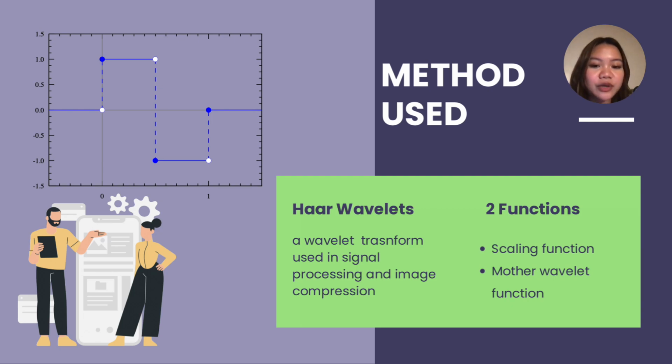The method that we will be using is the Haar wavelets, which is a type of wavelet transform used in signal processing and image compression. There are two types of functions: the scaling function and the wavelet function.